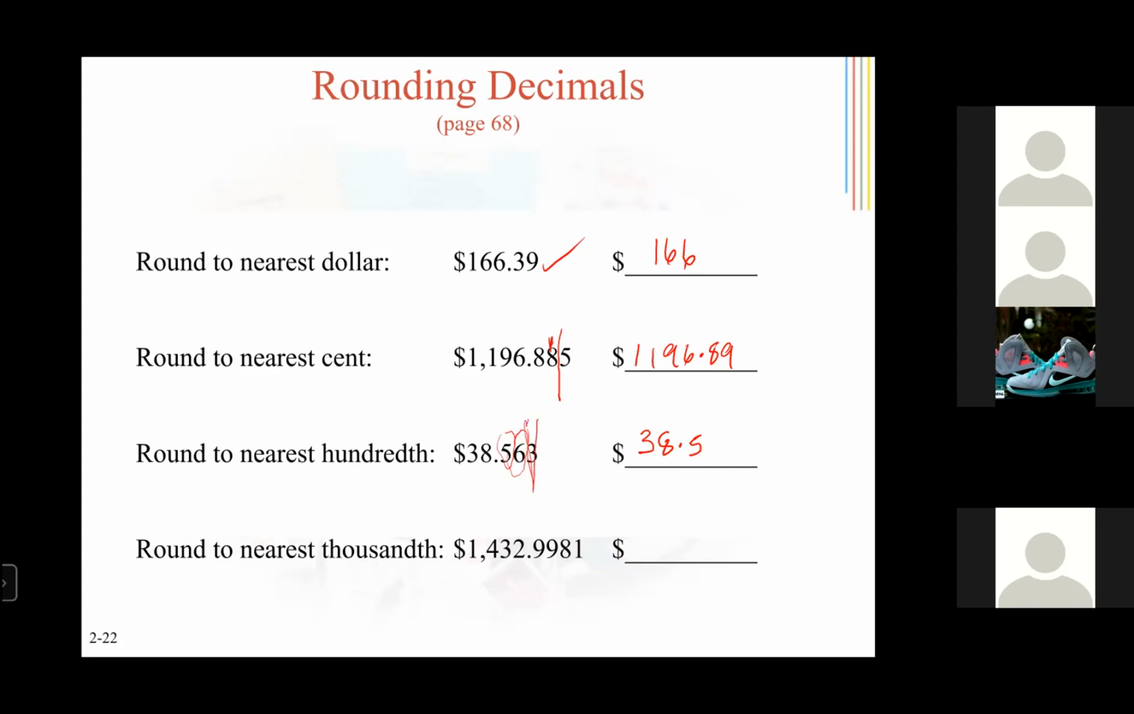So what comes after the 6? I don't see a 0 there. I don't know, I'm guessing. No, I want you to look and tell me what comes after the 6. You have a 3. Yeah, right. So because the 3 is less than 5, you're not going to round up the 6. You're going to leave it as 38.56.